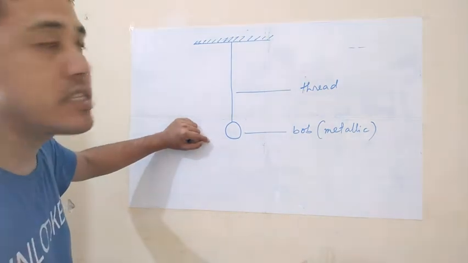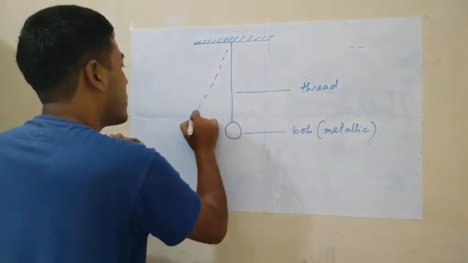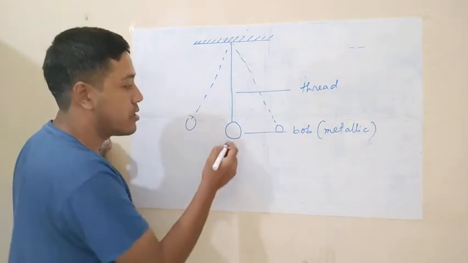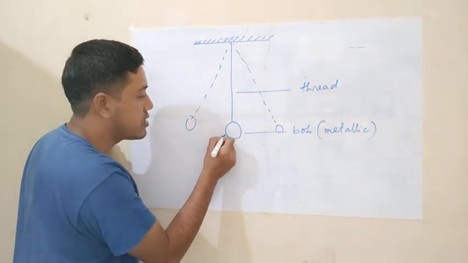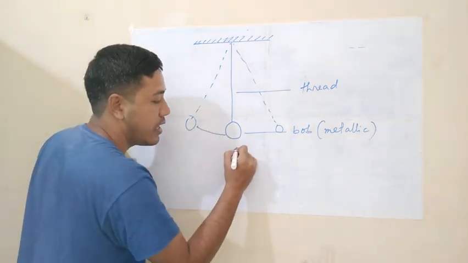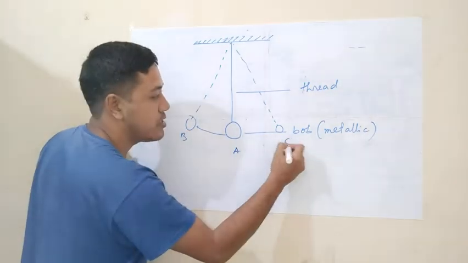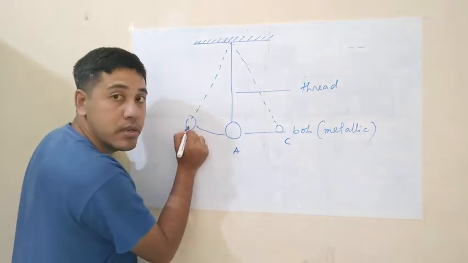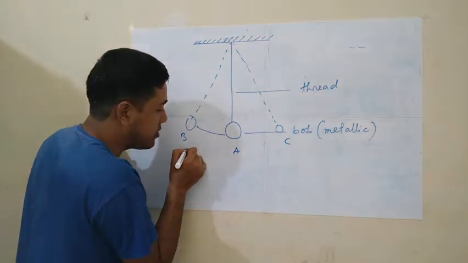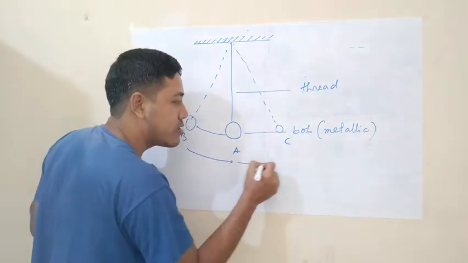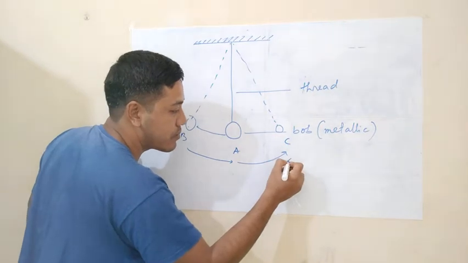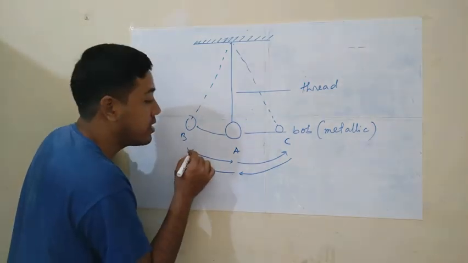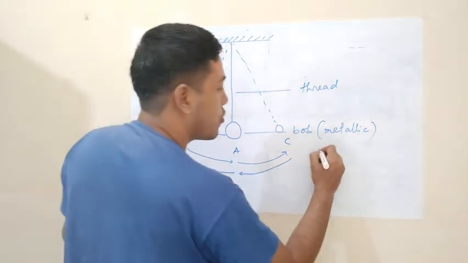Now look here at this simple pendulum. We pull this simple pendulum up to this portion. Say this is the A portion, this is the B portion, and this is the C portion. When we pull the simple pendulum to B, after that it will go to A again, then to C. Then coming back, again to A. This one complete oscillation is known as 1 second.